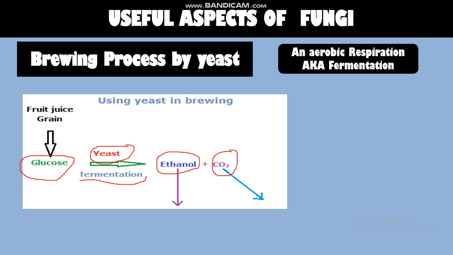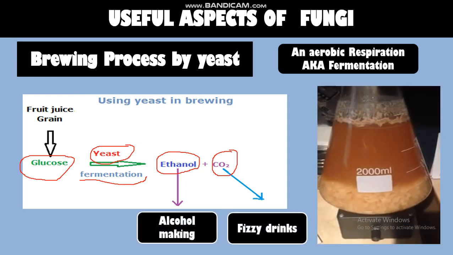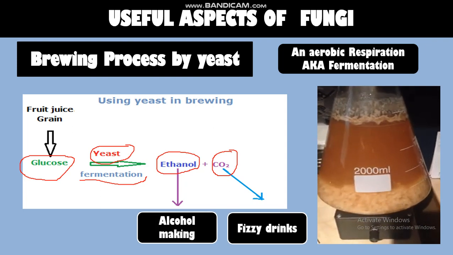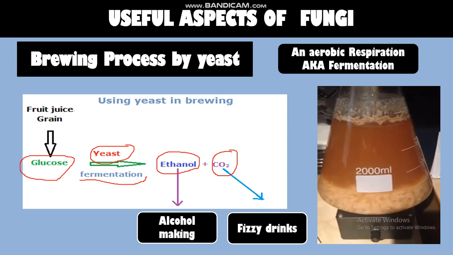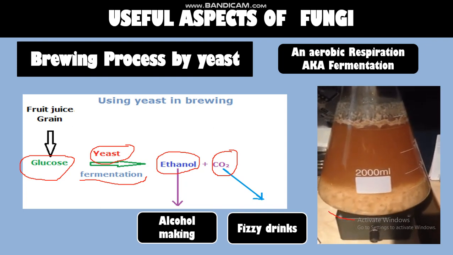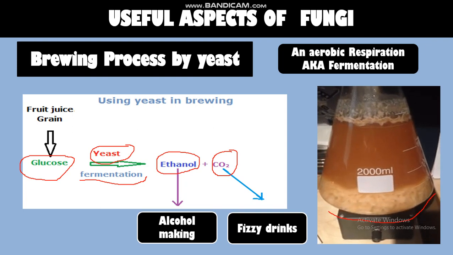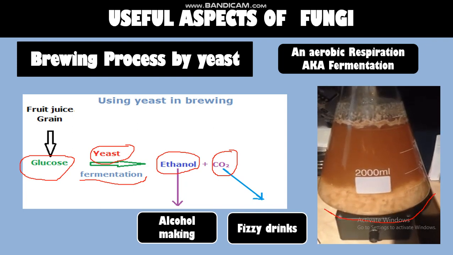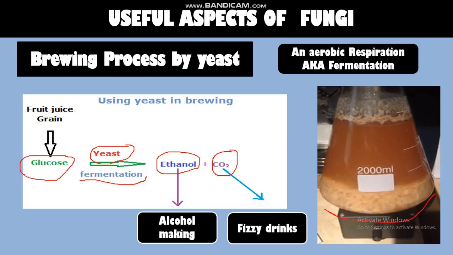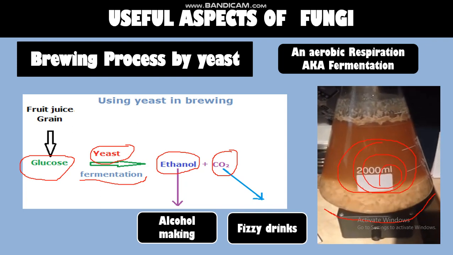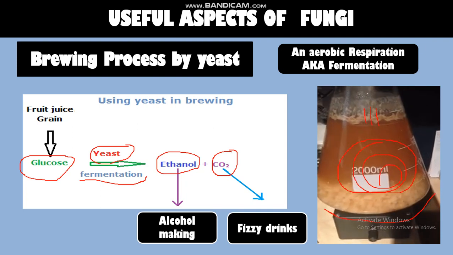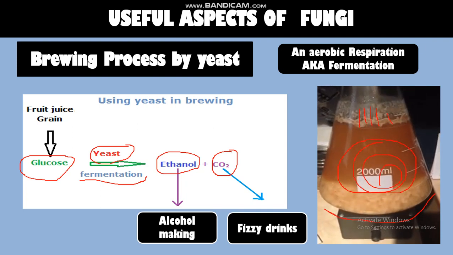So what do you think this ethanol and carbon dioxide are used in? Yes, in alcohol making and in fizzy drinks. This image you see is showing brewing of yeast in a lab. So here this will convert into alcohol, and from the top CO2 will release.